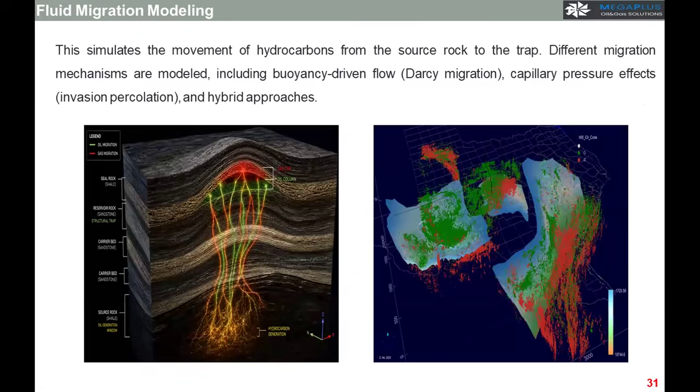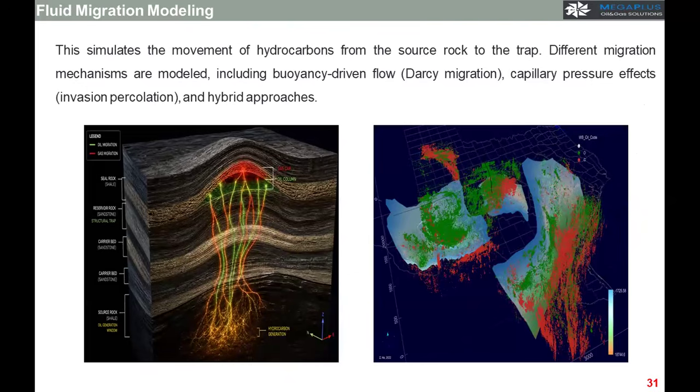Just here, this is an example for fluid migration modeling. This is real data estimated from the software. This is an example also from the published data on migration modeling, and very important. Migration modeling simulates hydrocarbon movement from source to trap. You just search for it.